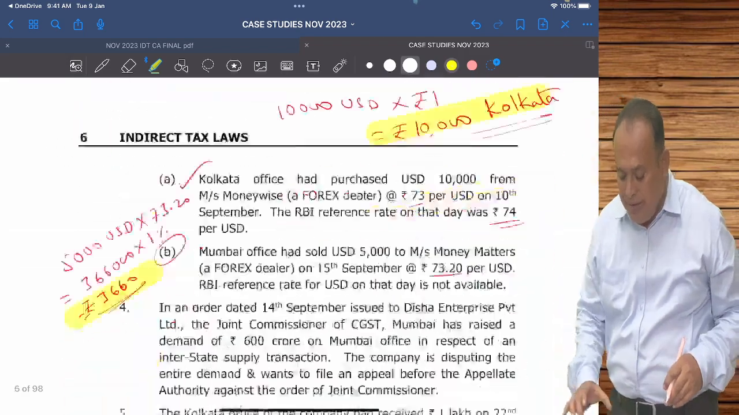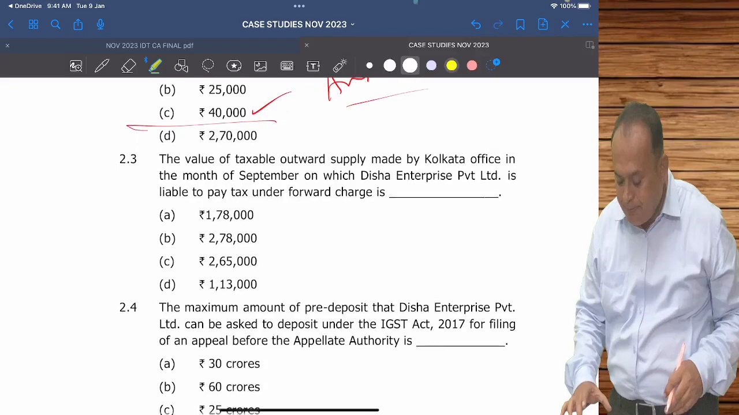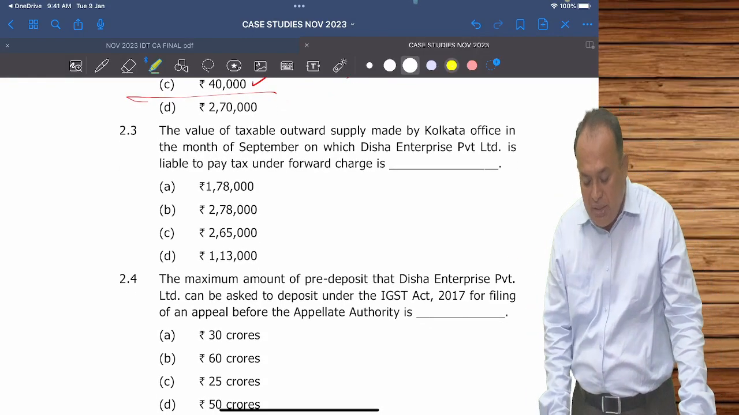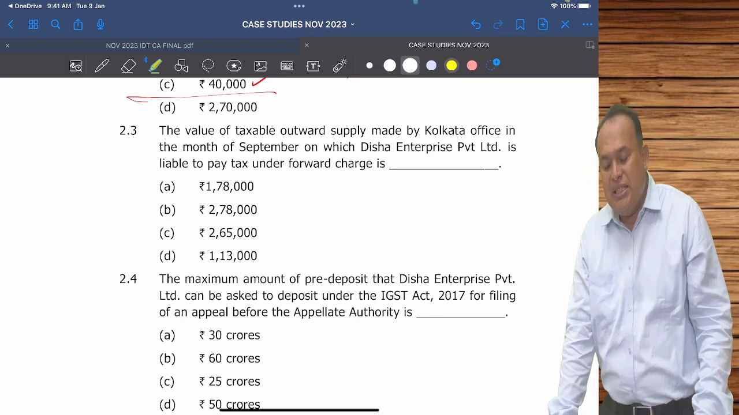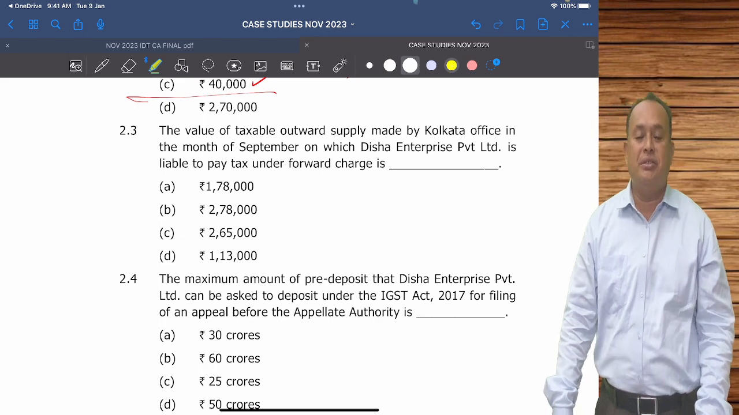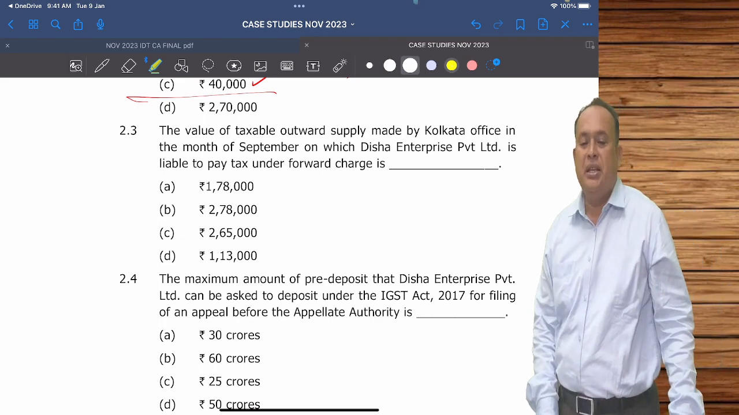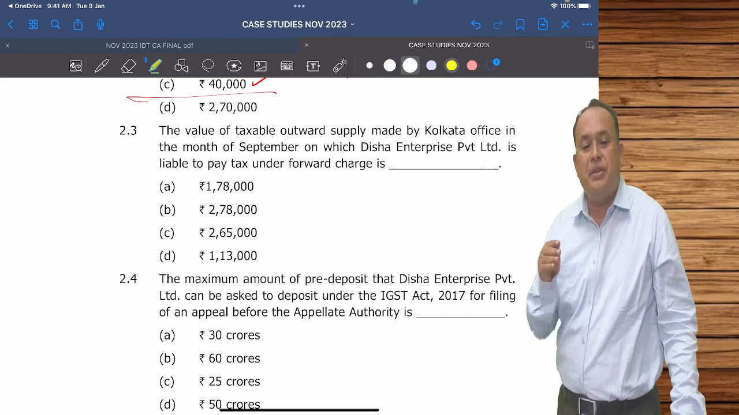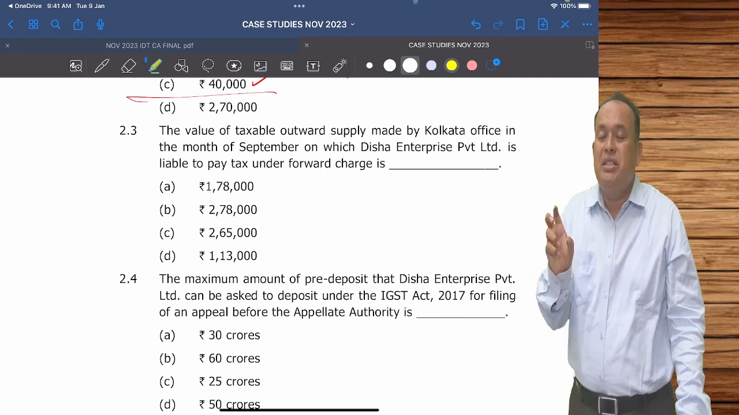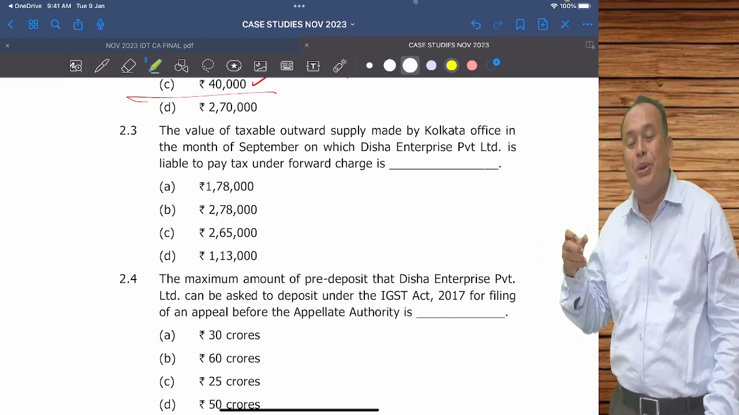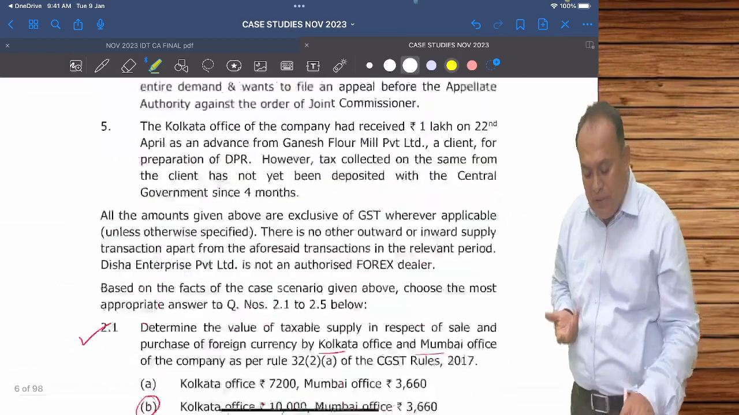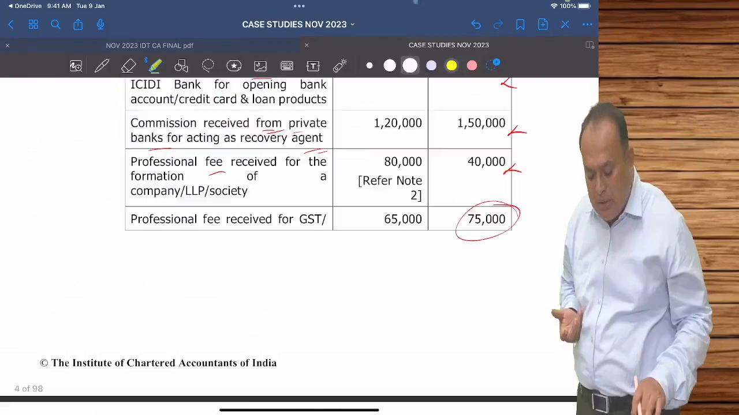Further, my dear friends, next point is what? Point number 3. The value of taxable outward supply made by Kolkata office in the month of September on which Disha Enterprises Limited is liable to pay tax under forward charge. Good, great, it is to identify. They are asking here the value of taxable outward supply by Kolkata office in the month of September on which Disha Enterprises, our client, has to pay the tax on forward charge. What is the value of taxable supply? Simple, my dear friends. Let us take here, they have given for the month of September.